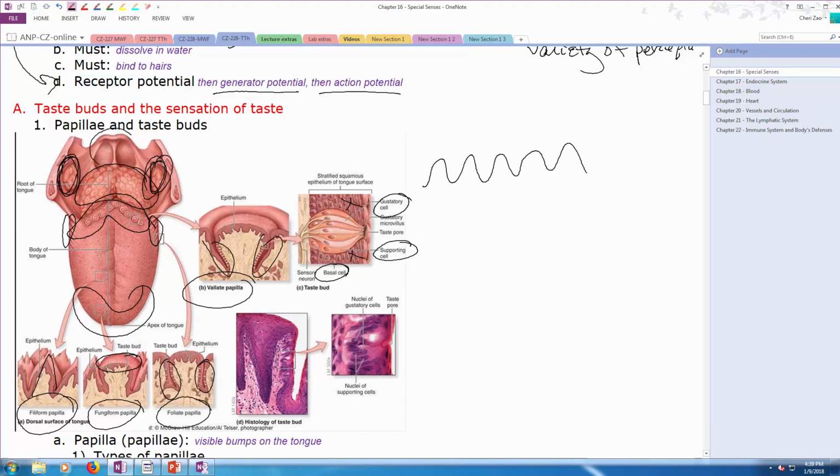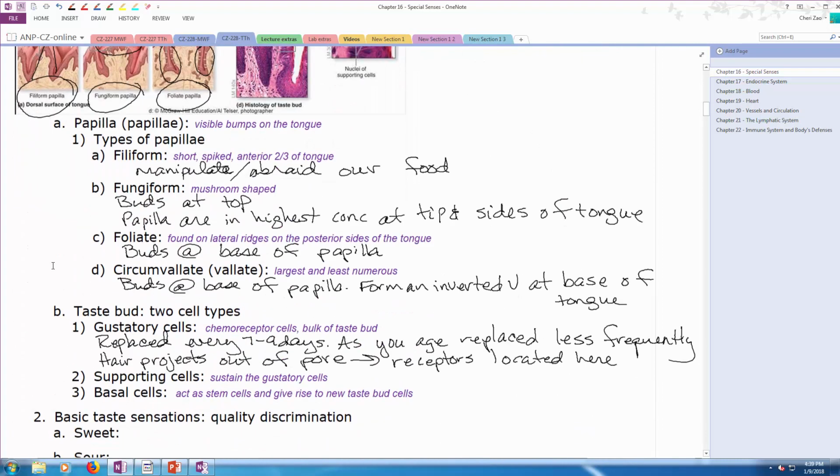Any idea what this structure is here? Just curious as to what your knowledge base is. This big guy right here in the back. That's the epiglottis. So that indeed is your epiglottis, something that whenever they intubate you, they are looking for so that they can get into the right spot of your larynx.